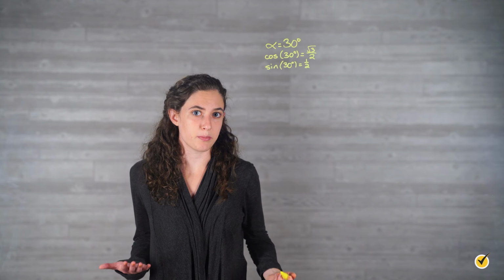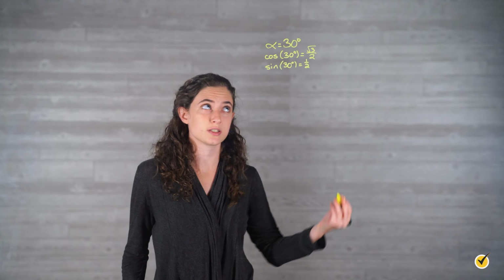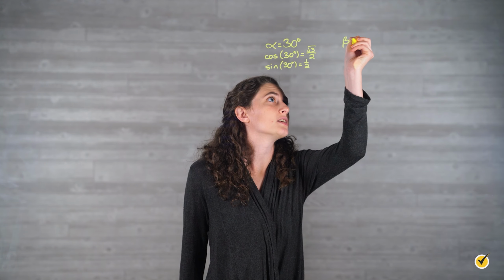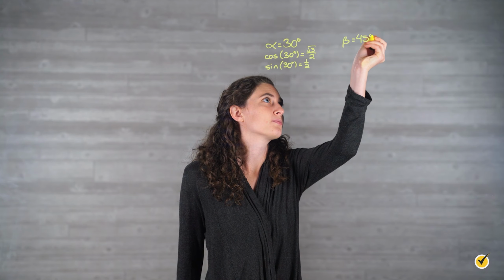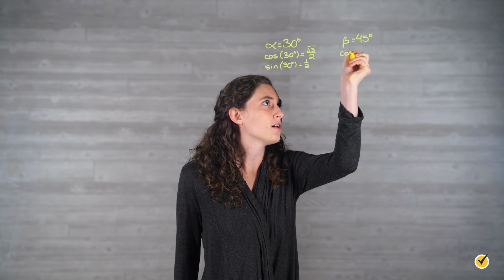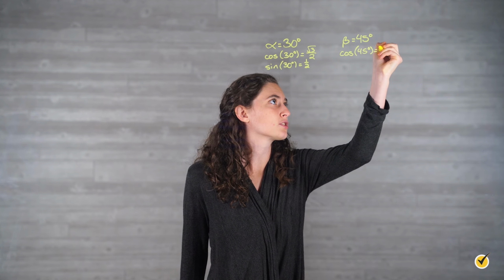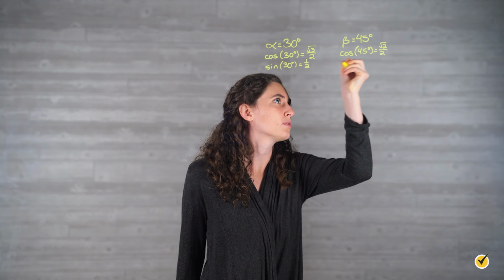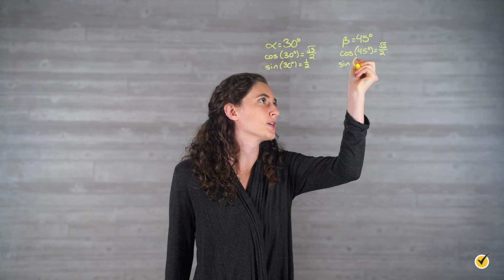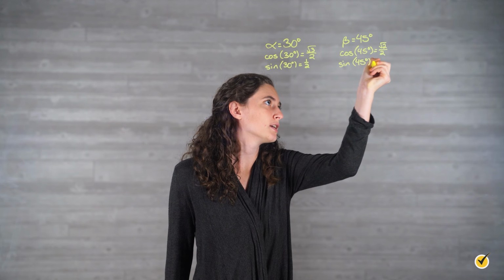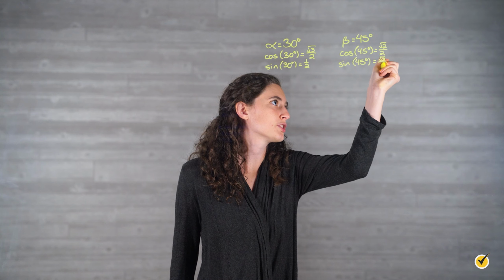Then we do the same thing for beta, which we've set as 45 degrees. So beta is equal to 45 degrees. The cosine of 45 degrees is equal to the square root of 2 over 2. And the sine of 45 degrees is also equal to the square root of 2 over 2.